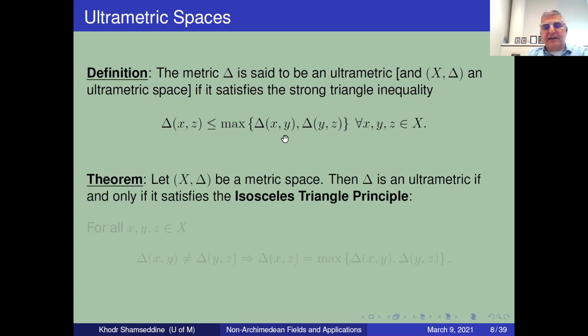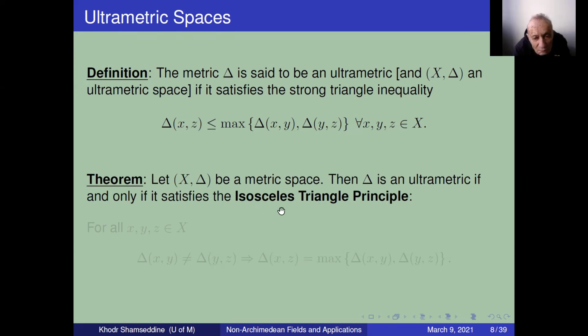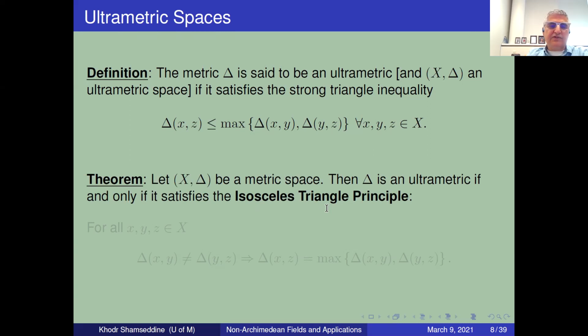And here we have, again, an equivalent condition for that. So the metric space is an ultrametric space if and only if the metric satisfies the isosceles triangle principle, which is the following. For all x, y, z, if the distance from x to y is different from the distance from y to z, then the distance from x to z is equal to the maximum of the two. So we have equality here if these two are different.